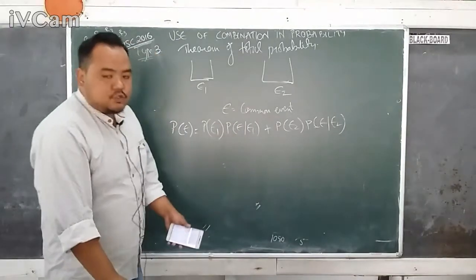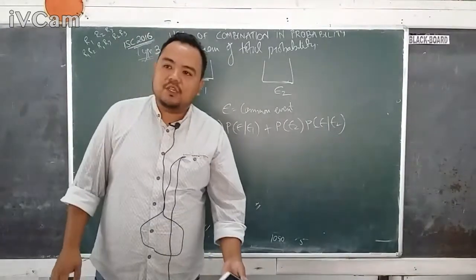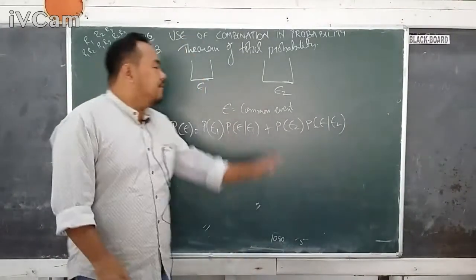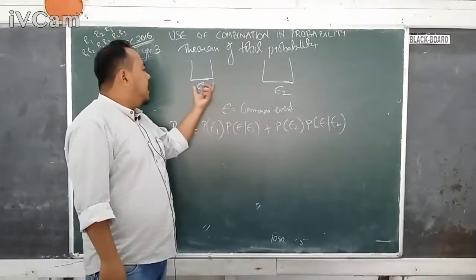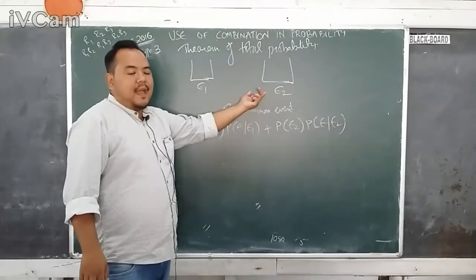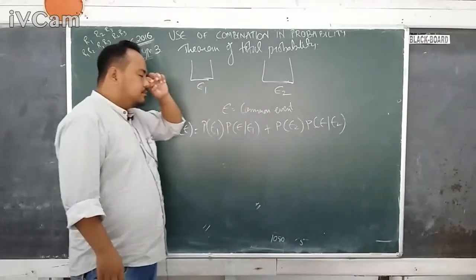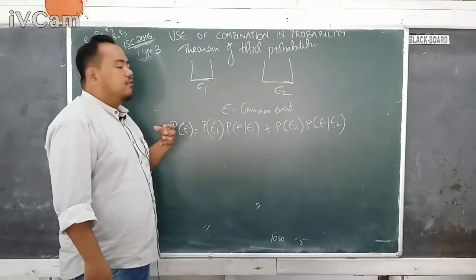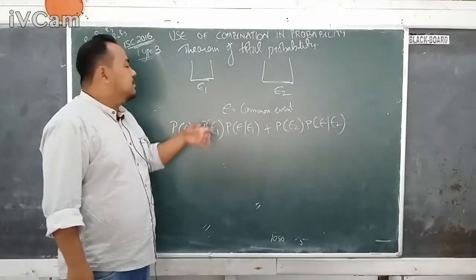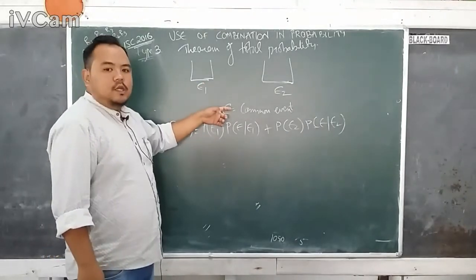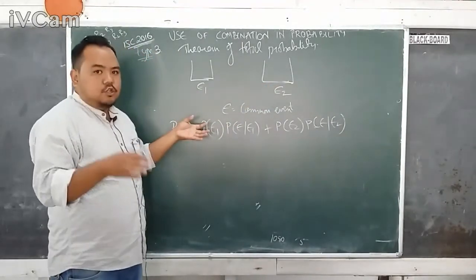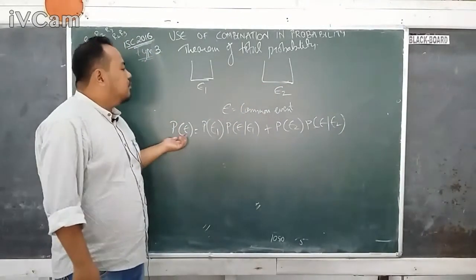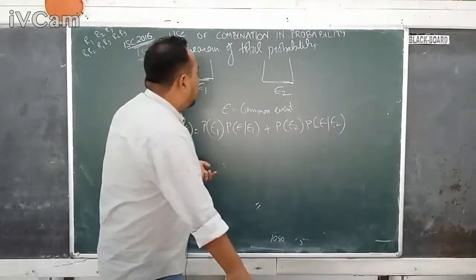One more time, suppose there are n events, E1, E2, E3, up to En. I have taken only two events, E1 and E2, and if there is a common event, for example, bag A and bag B, and if they ask you to find the probability of drawing a red ball, that means the red ball can be drawn from E1 also, it can be drawn from E2 also, isn't it? So it's the common event. In that case, this is how you find the probability of the common event.